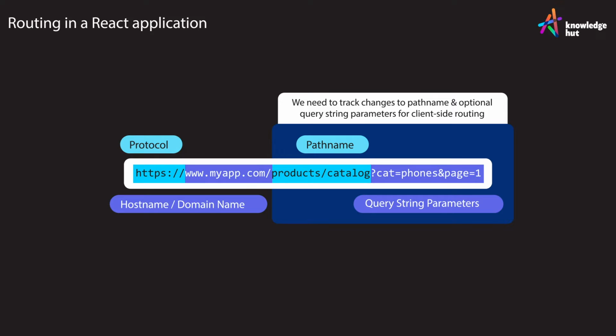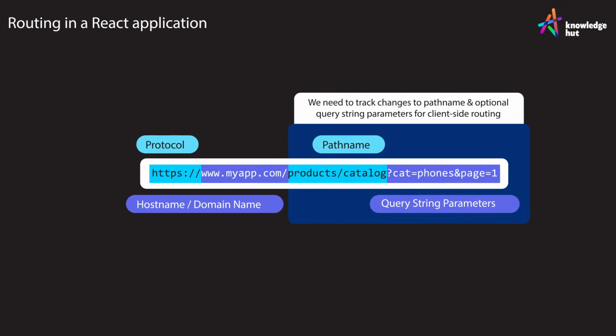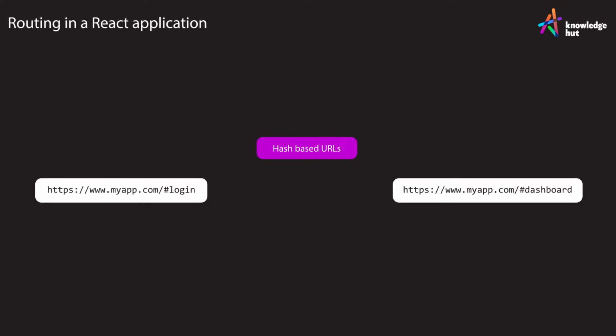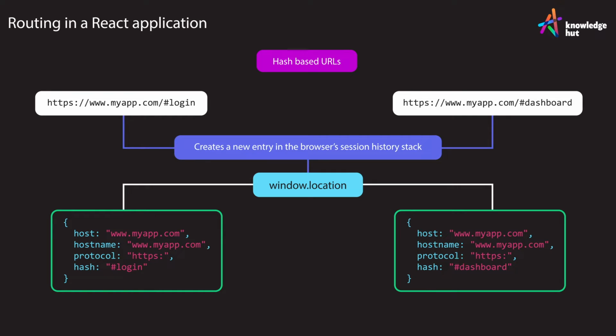Optionally, the query string parameters could be used to provide additional data to the application. Now, one of the ways to solve client-side routing in a single-page app such as React apps is to use hash-based URLs in your app such as the ones you see here. When you click on one of these hyperlinks, it creates a new entry in your browser's session history stack, and you would see this URL in the browser's address bar as well. But this won't cause your browser to navigate away from the page.